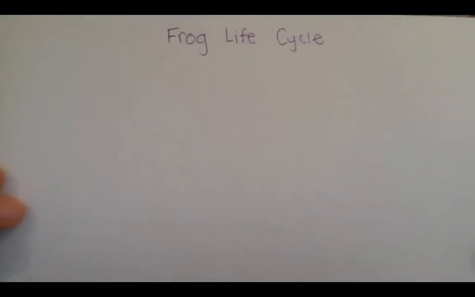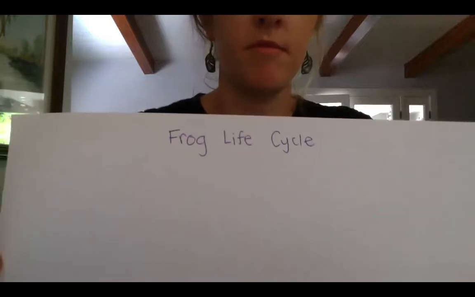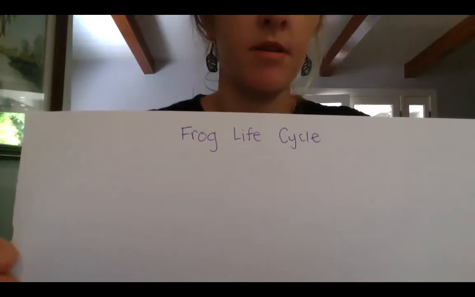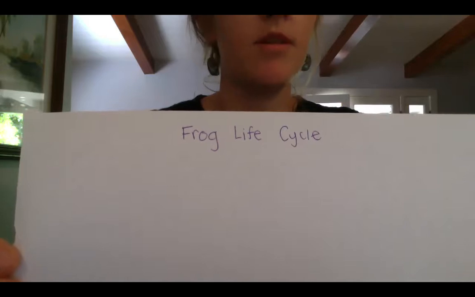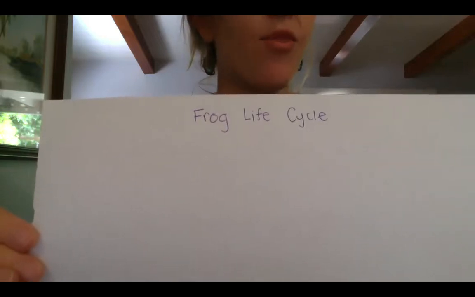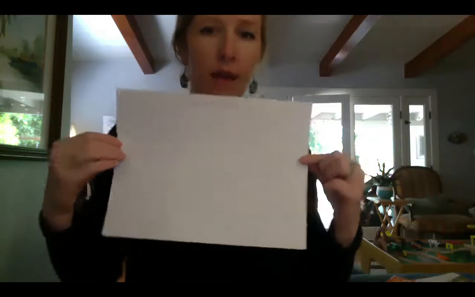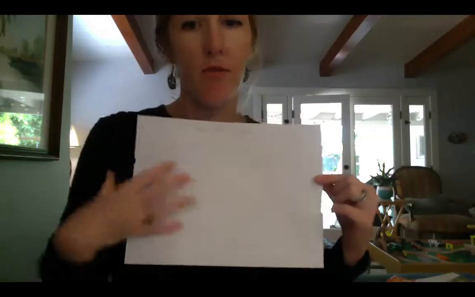Very cool. So now we are going to draw our own picture of the frog life cycle. So on the top of your page, go ahead and title it Frog Life Cycle. If you need more time, go ahead and pause, and then we will continue in 3, 2, 1. Okay, so you should have Frog Life Cycle at the top with plenty of room for your picture underneath.